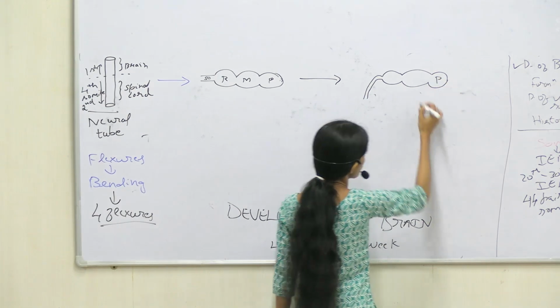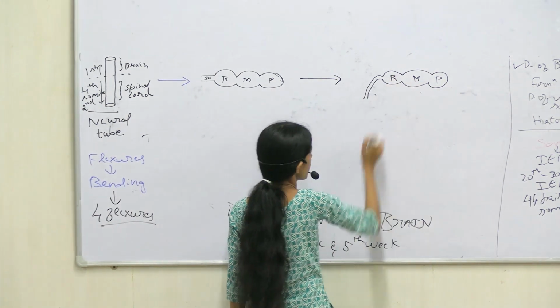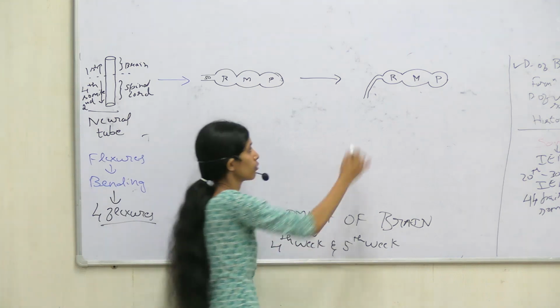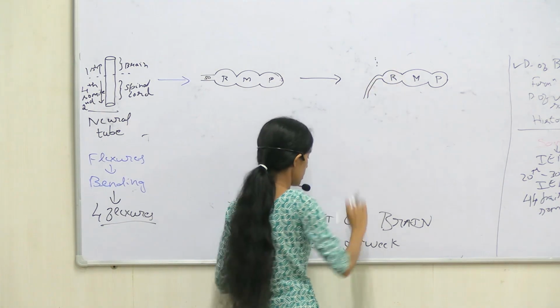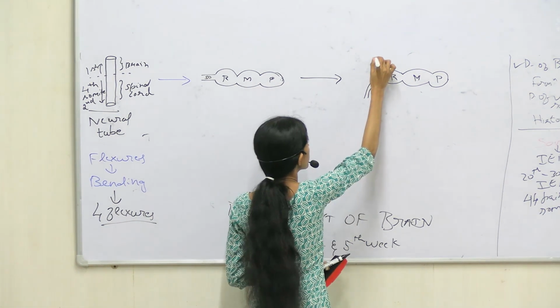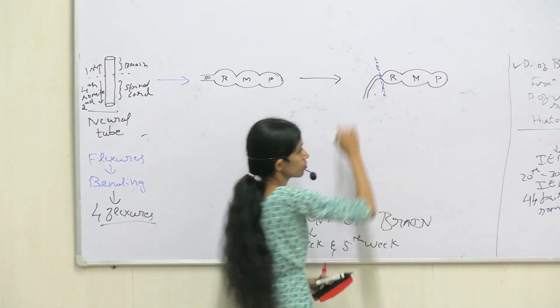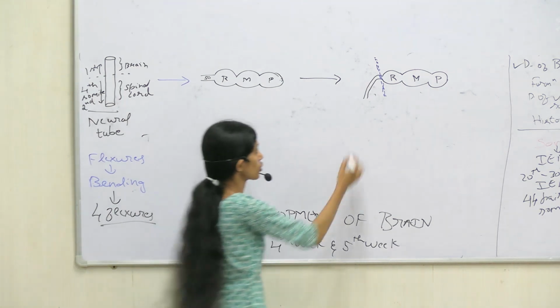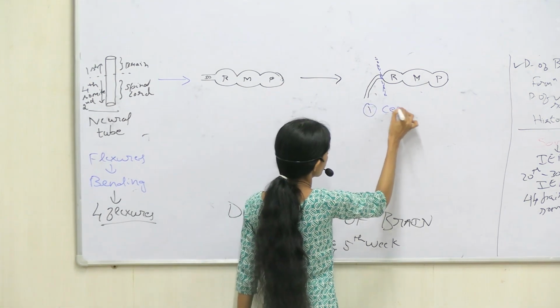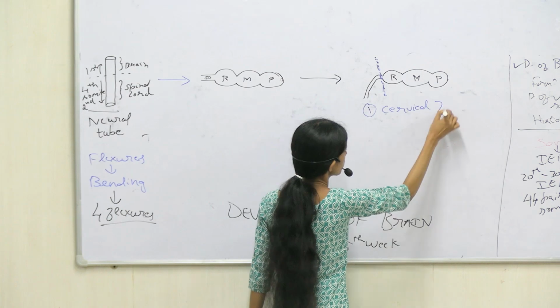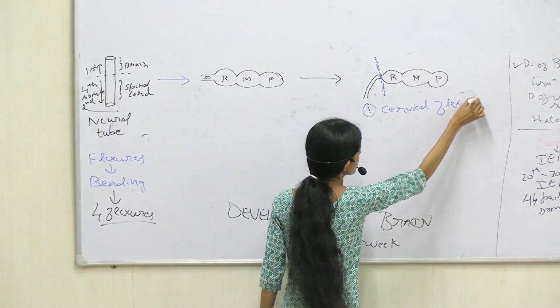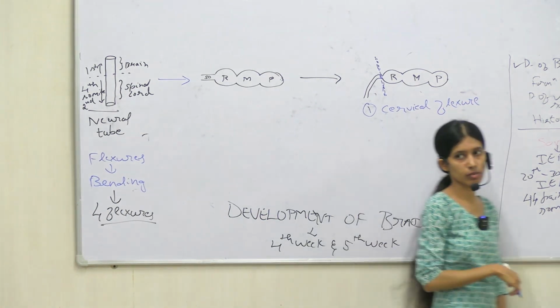So this is the prosencephalon, mesencephalon and rhombencephalon. And the very first bending is taking place at this point here. This flexure is called as cervical flexure. This is called as cervical flexure.